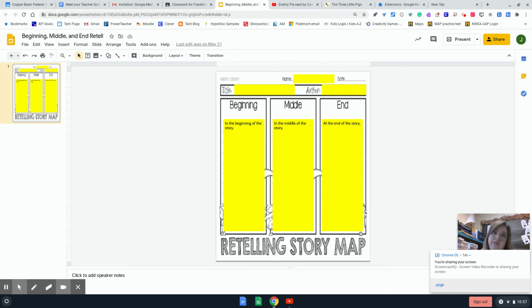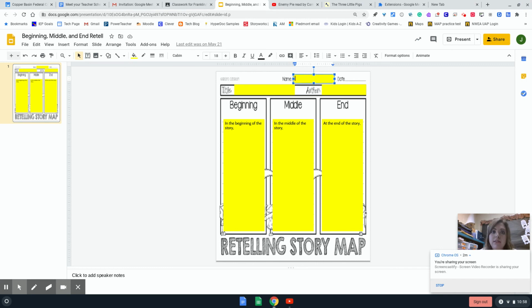We all know the story of the three little pigs, right? So the three little pigs build their houses. The first one builds it out of straw, and then the second one builds it out of sticks, and the third one builds it out of bricks. So the wolf comes, and he tries to blow it down, and at the end, they're all saved because he can't blow the brick house down, right? We all know the story. So we are going to do the beginning, middle, and end of the three little pigs. Now, when you do this, you're going to do the beginning, middle, and end of Enemy Pie. Okay, but just for an example.